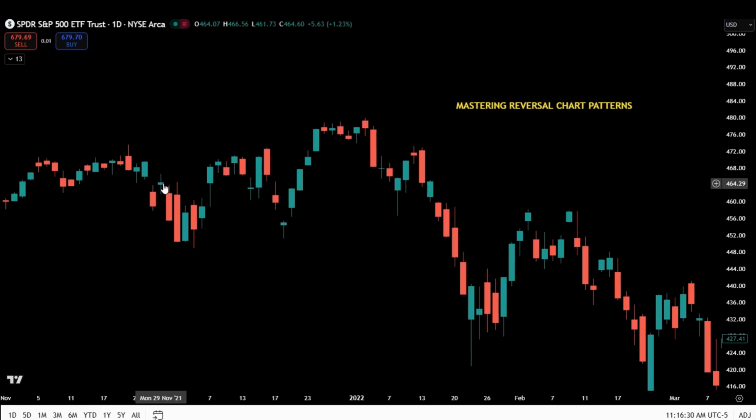So you must understand what's happening behind the scenes in the tug of war between the buyers and the sellers to make sure you end up on the right side of the trade. So here I'm going to break down a couple reversal patterns that we can see quite a few of them right here in this one section.